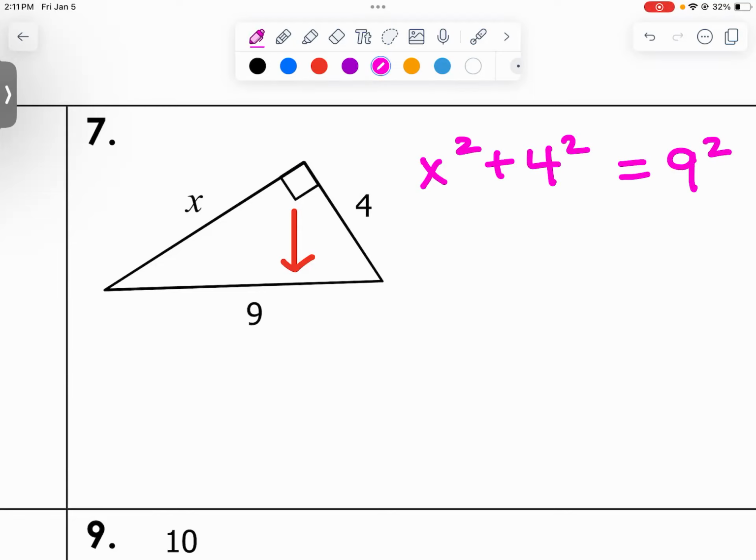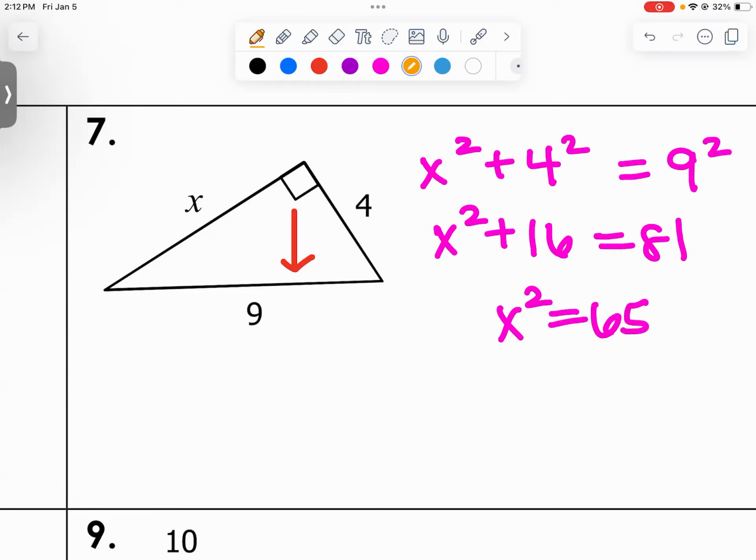8.1. All right. So to clarify, Isaac here. The hypotenuse, remember, is the loner. He's all by himself on one side of the equal sign. So 9 squared is alone, and then x squared plus 4 squared, those are our legs. So I think we are all fine getting to x squared equals 65. Some of you are panicking. I'm getting a decimal. Okay, that's fine. When we take the square root of 65, you get a decimal. Go ahead and round to 1 decimal place, 8.1.